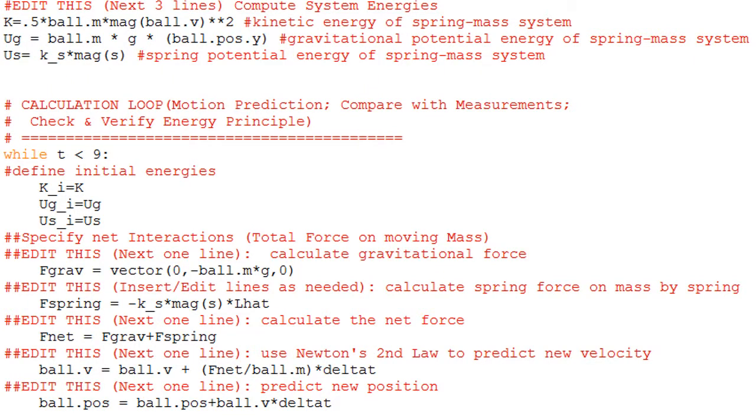Next, I define K to be kinetic energy, UG to be the gravitational potential energy, and US to be the spring's potential energy. Within the while loop, the meat of the code is adding up the forces of gravity and spring and using an iterative form of Newton's second law to update velocity and position to create a graph that looks like this.